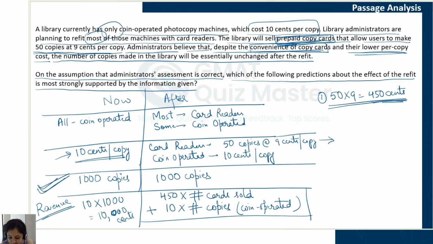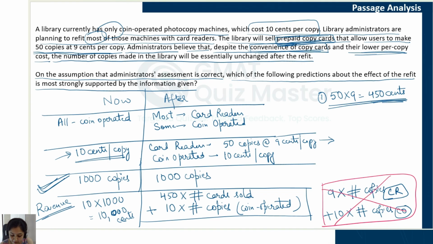Please do not think that the new revenue will be 9 into the number of copies generated using machines with card readers plus 10 into the number of copies generated using coin operated machines. This is an incorrect understanding because this is a prepaid card. People will pay for the card first. So even if they are making 10 copies, they will have to pay 450 cents. Even if they make 50 copies, they will pay 450 cents.